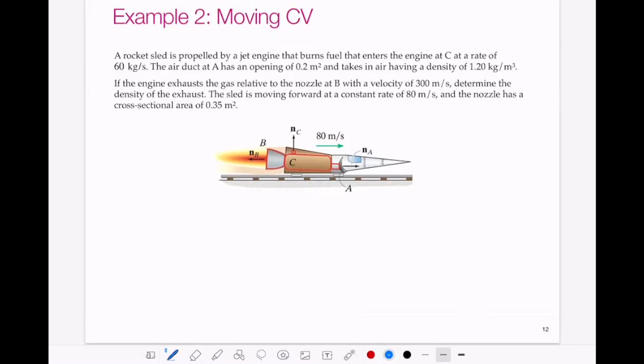The sled is moving forward at a constant rate of 80 meters per second, and the nozzle has a cross-sectional area of 0.35 meters squared. In this, the diagram already has the control volume drawn for us, outlined in red, which is, I guess, the control surface. So what is going on in this problem? What are some things we need to consider? Is this compressible or incompressible, do we think?